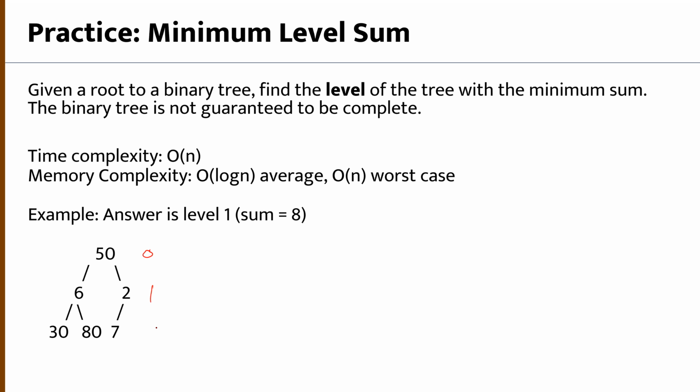So this is level 0, level 1, level 2. And this is because the sum of level 0 is 50, the sum of level 1 is 8, and the sum of this is 117. Please don't make fun of my math skills. But yeah, so that's why the answer for this one is level 1.